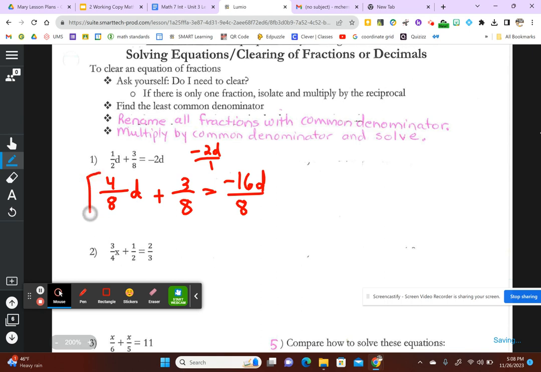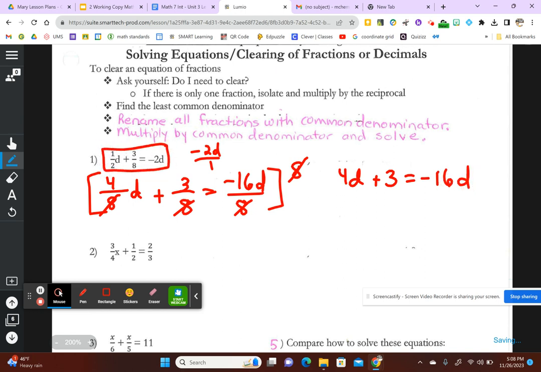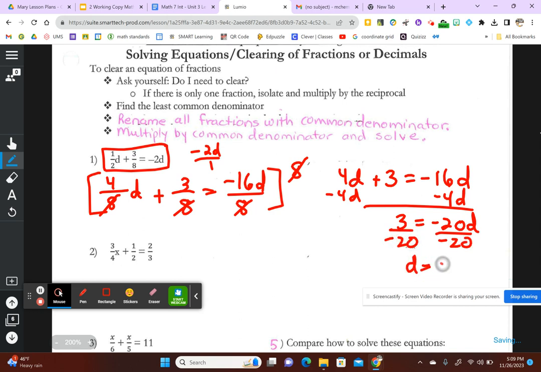Now, every fraction has a common denominator, and I multiply by that common denominator. When I do that, all of the 8s cancel out, and I am left with 4d plus 3 equals negative 16d, which looks much easier to solve than this. So now I subtract 4d from both sides. I get 3 equals negative 20d. I divide by negative 20, divide by negative 20, and my answer is negative 3 over 20.